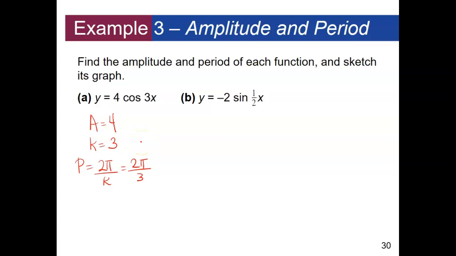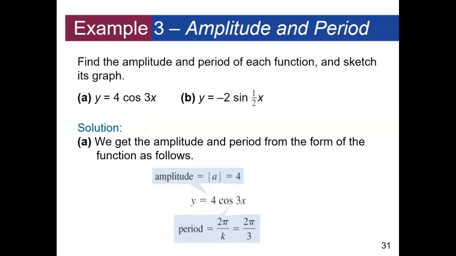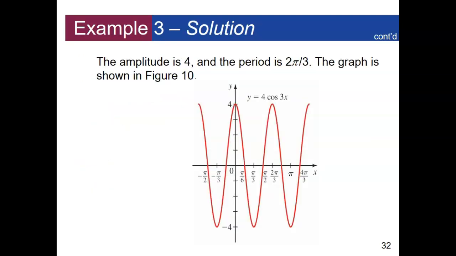So if I go to sketch this, I'm not going to ask that you do a lot of sketching by hand because you have your calculator. But basically the period is 2 pi over 3. So if I come over here to 2 pi over 3, then I need to show a complete cosine graph between 0 and 2 pi over 3. Okay, so this is the graph that I have shown here.